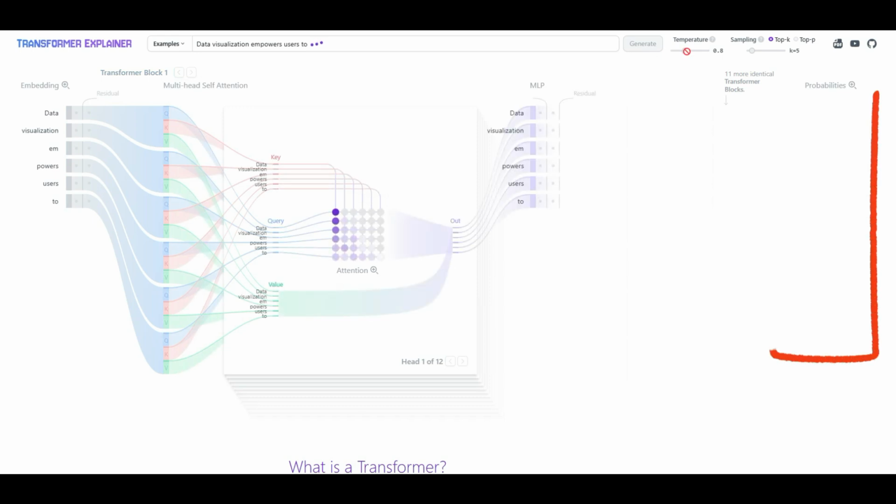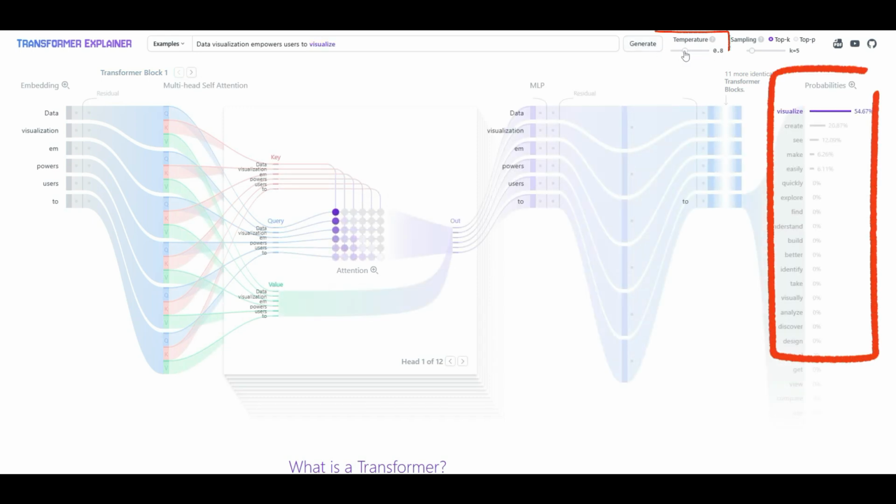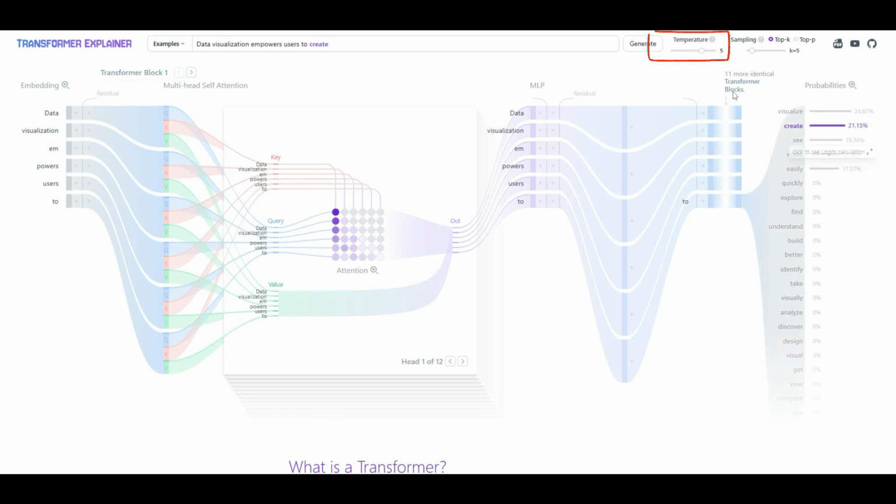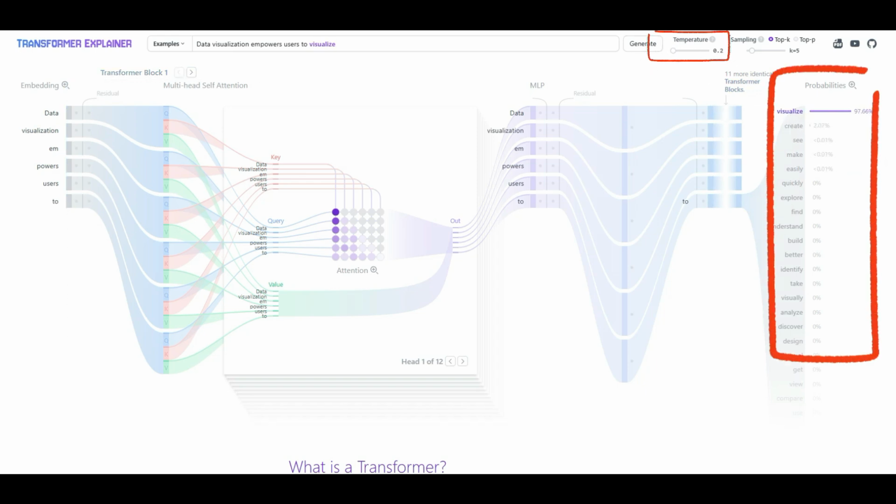Now let's try again and have a look at how hyperparameters like temperature and top-k affect the generated output. A value greater than 0 for temperature allows the LLM to randomly select the output word. As you can see, we have the temperature set to its lowest, and it is always selecting the first word.